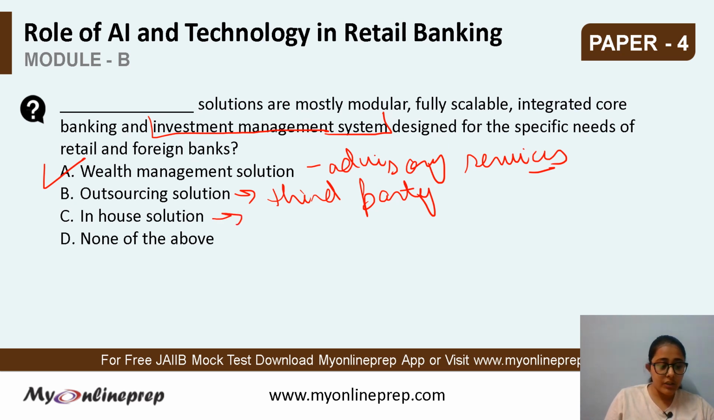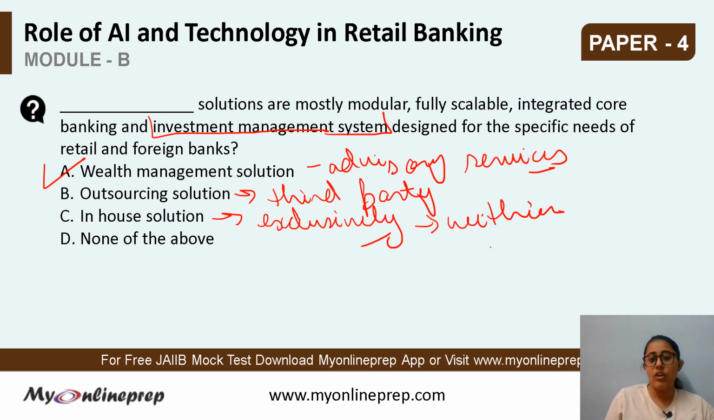In-house solution is where the company invests the resources into bringing an economic solution for use exclusively within the organization. So it is something inside the organization. So here it is talking about the management system. So the correct answer is A, that is wealth management solution.